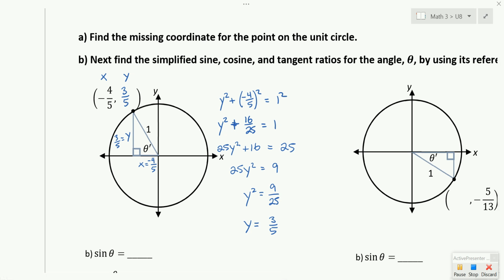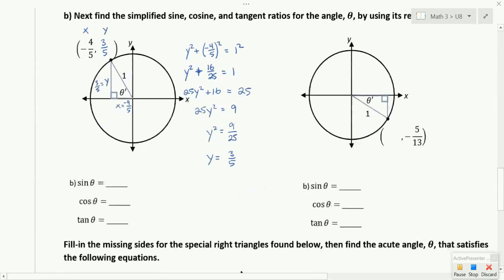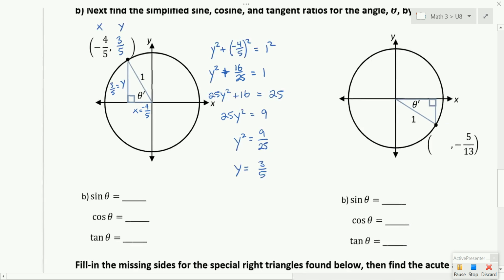Part B says to find the simplified sine, cosine, and tangent ratios of our angle. Again, when we're working within the unit circle or within the x and y coordinate axes, your reference angle is always going to come from the point or the vertex at 0, 0. Your reference angle will never be the other angle. And so because of that, your y value will always be your opposite side. Your x value will always be your adjacent side. And then you have your hypotenuse.